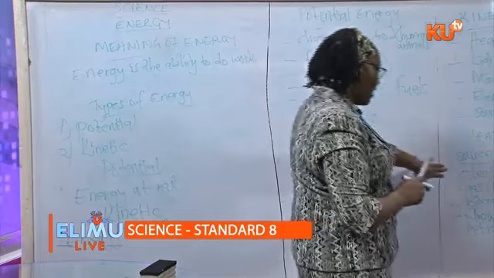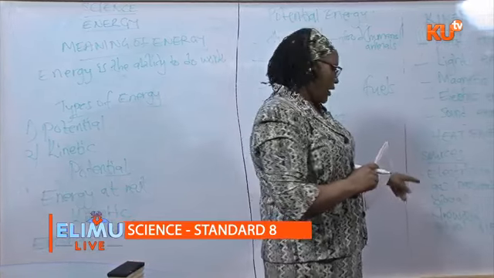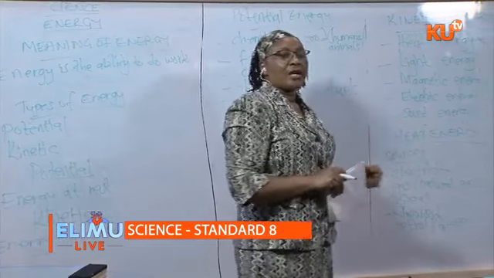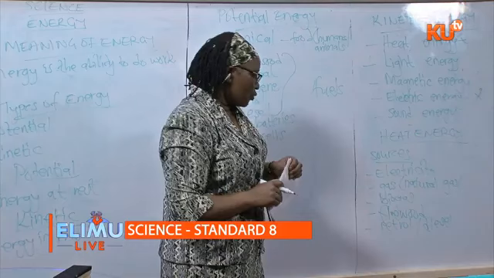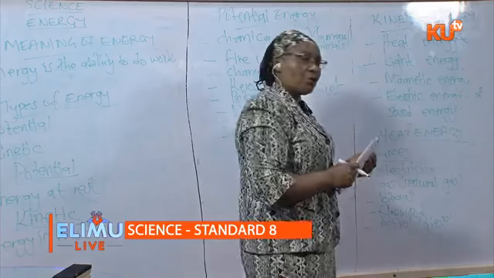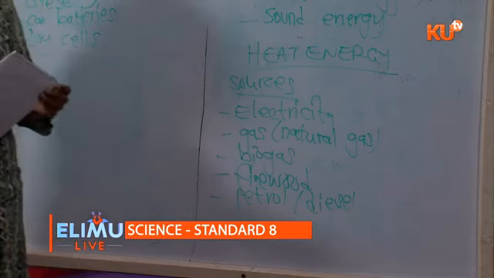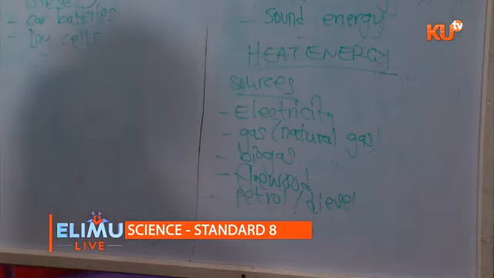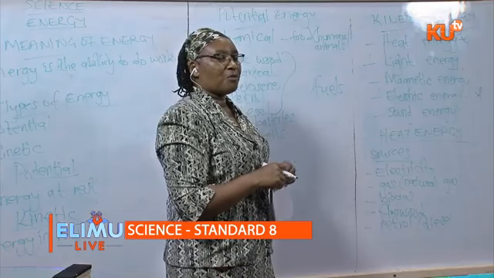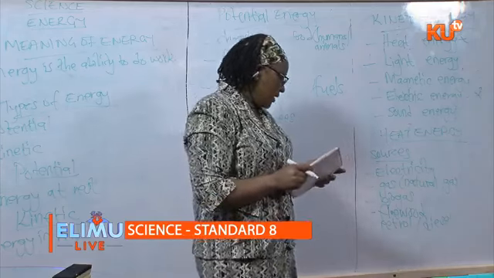So we can use electricity to warm our houses or to cook, because it produces some heat. We can use natural gas to cook, to warm our houses, and even to produce light. But we are not on light now, we are on heat. We use biogas to cook our foods. We use firewood also to cook our foods. We use petrol or diesel in our vehicles. It produces some heat.